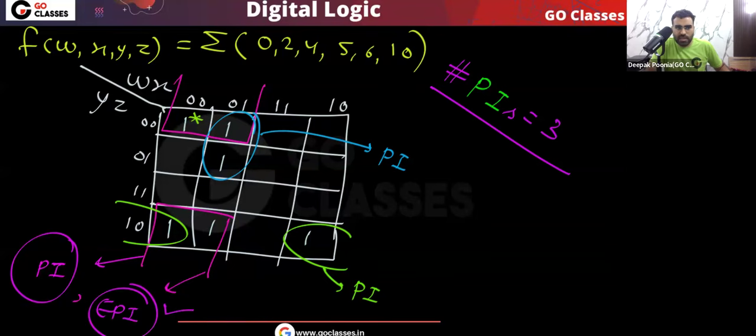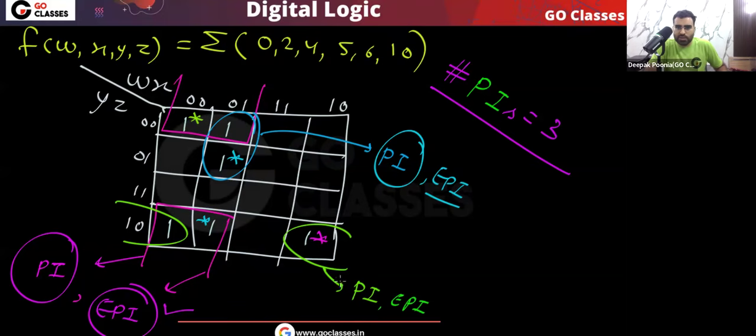Okay. Is there any other one cell which is covered uniquely by a PI? Let's see. Look at this one. This one is also covered uniquely by this blue PI. So this blue PI is also EPI. Is there any other one cell which is covered uniquely by a PI? Yes, look at this one cell. This is covered only by this green PI. So this green PI will also become an EPI. Okay, let's see. Is there any other one cell which is covered uniquely by a PI? This one cell is also covered uniquely by this pink PI. So this pink PI is the EPI that we have already found.